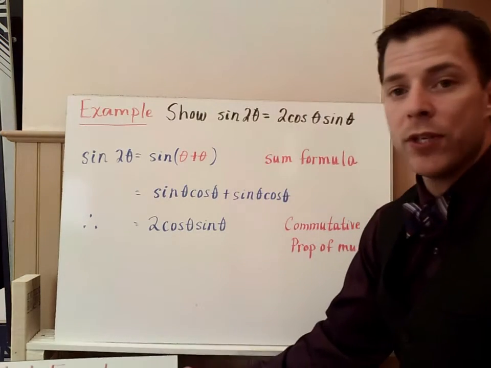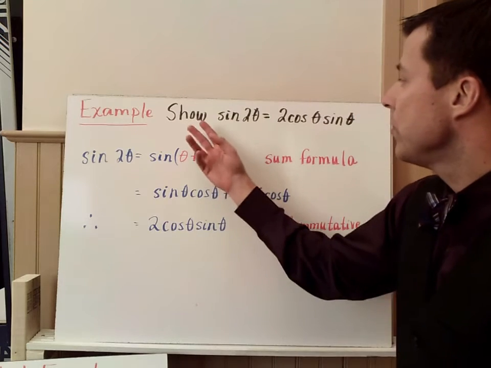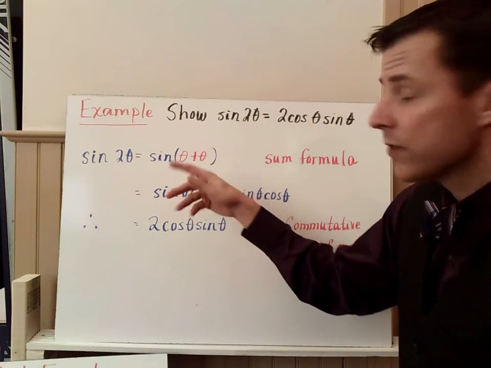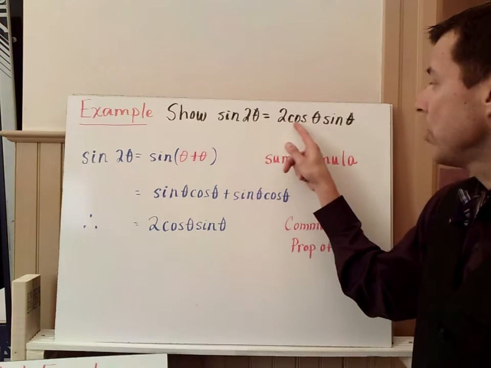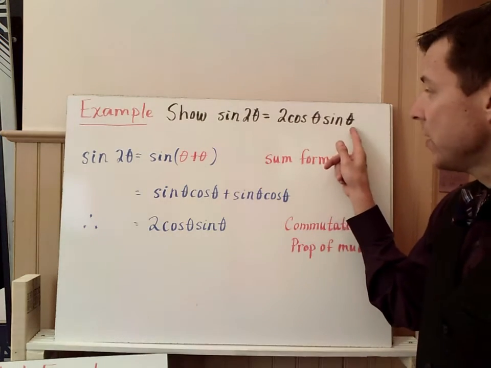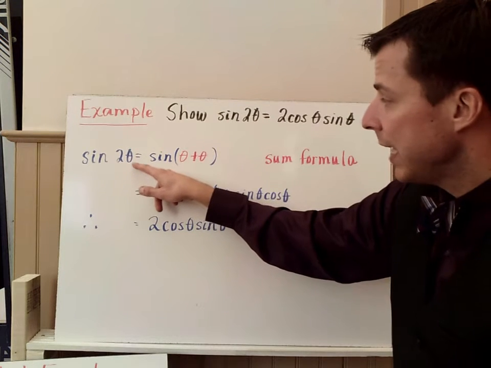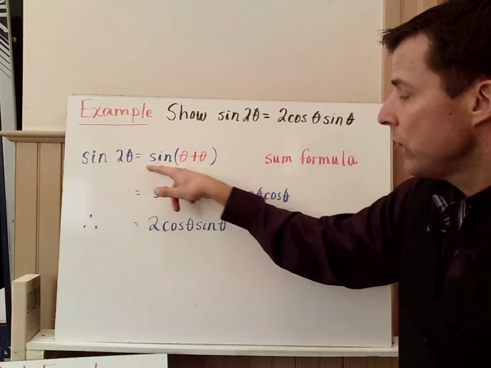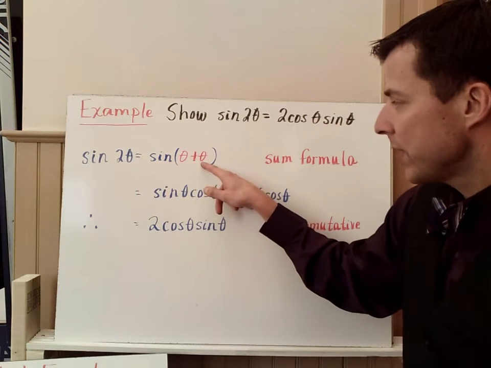In our first example, we just show one of the proofs and how we actually derive these. And we actually use the sum and difference formulas. So, show that sine of 2 theta is actually equal to 2 cosine theta sine theta. So, I'm going to start on the left side, sine of 2 theta, and I'm going to rewrite that. Well, 2 is equal to 1 plus 1. If I have 2 theta, that's just equal to theta plus theta.